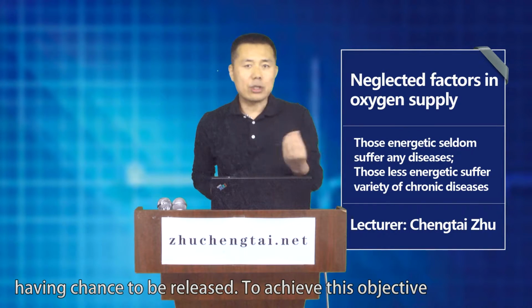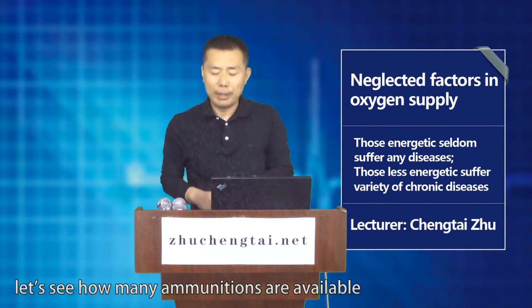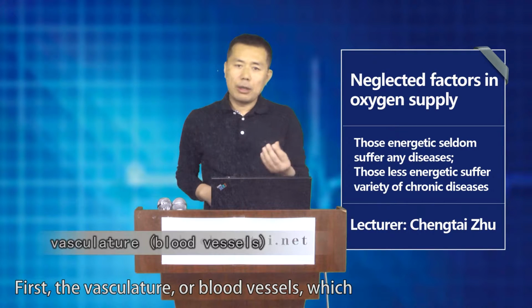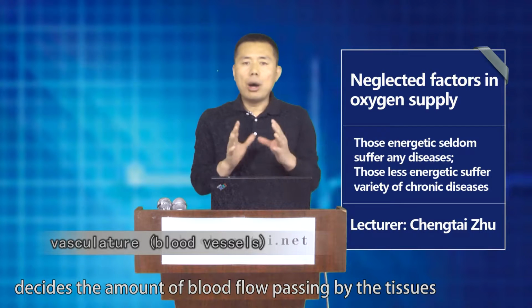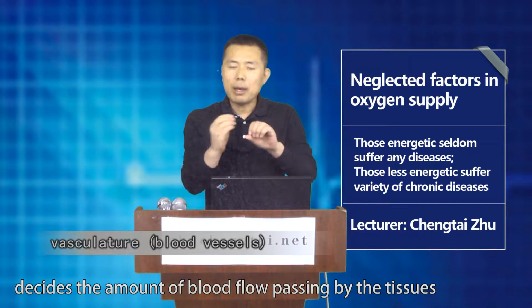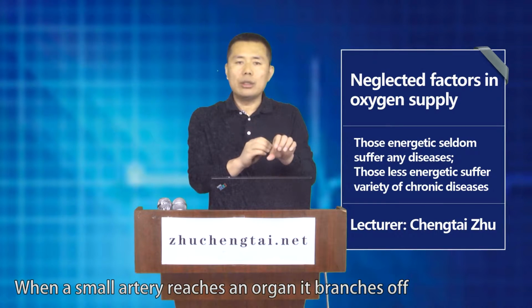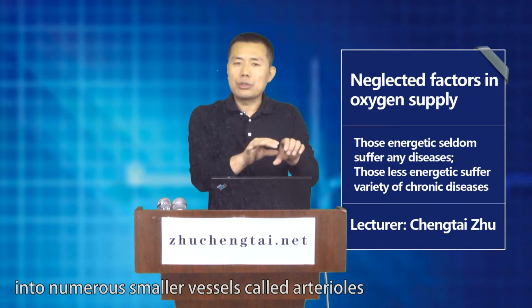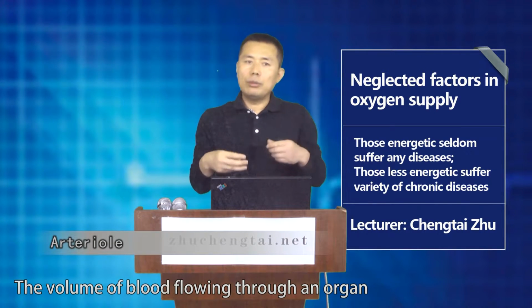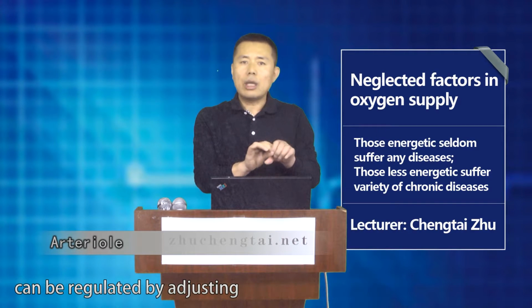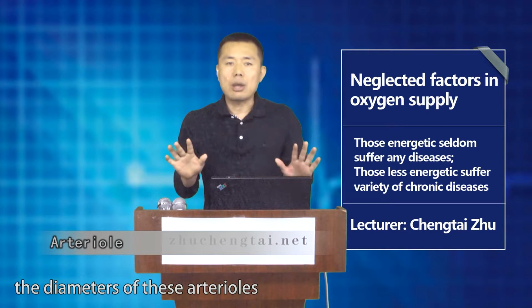To achieve this objective, let's see how many ammunitions are available. First, the vasculature, or blood vessels, which decides the amount of blood flow passing by the tissues. When a small artery reaches an organ, it branches off into numerous smaller vessels called arterioles. The volume of blood flowing through an organ can be regulated by adjusting the diameter of these arterioles.